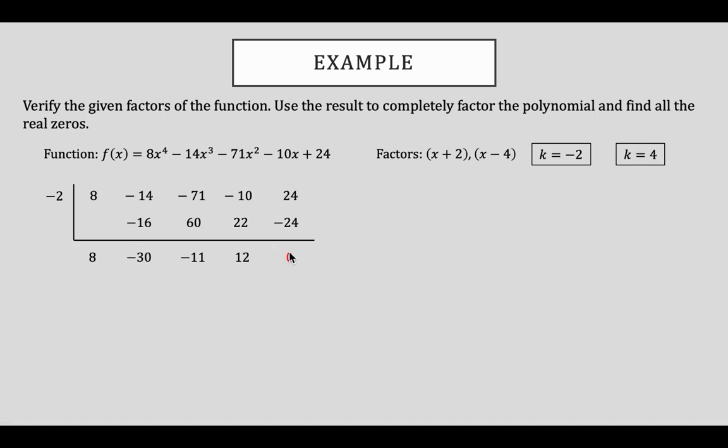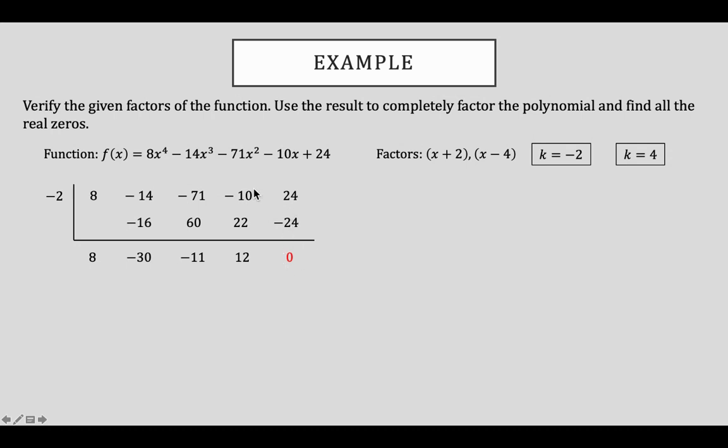So it is absolutely a good thing that we ended up with 0. Getting 0 as a remainder, according to the factor theorem, proves that x plus 2 is a factor. If you didn't get 0 for a remainder, we probably would have made a mistake somewhere, and we would want to go back and check our work.